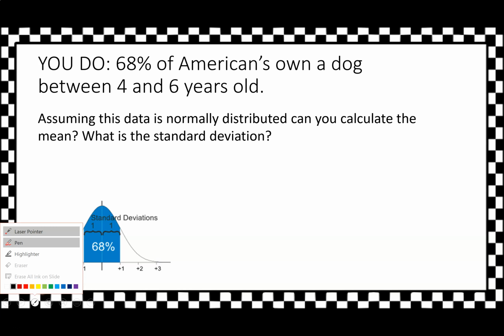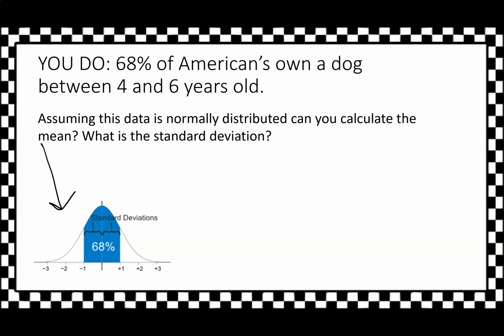All right, here we go. We've got another problem here. It says 68% of Americans own a dog, and it's between 4 and 6 years old. So what is the standard deviation? Well, let's go down to this picture right here. It says 68%, so we're really saying that it's between 4 and 6. Well, what's the average between the two? 4 plus 6 is 10, divided by 2 is 5, or you can clearly see it's 5.